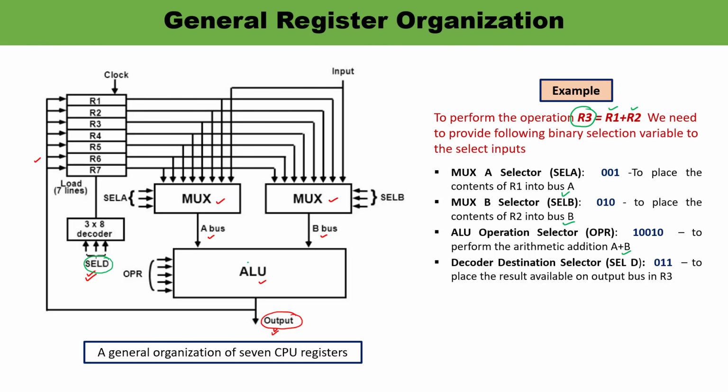register R3. You can see the output is available and this output will go back to any of the inputs, and that selection is done by the decoder. So this is how this particular function is being performed over here.